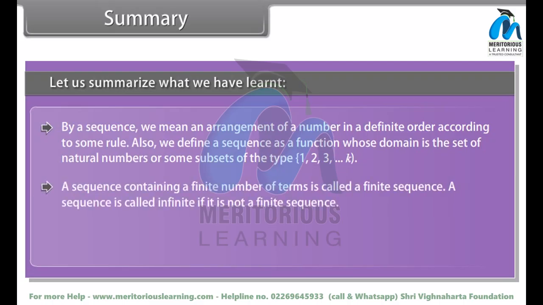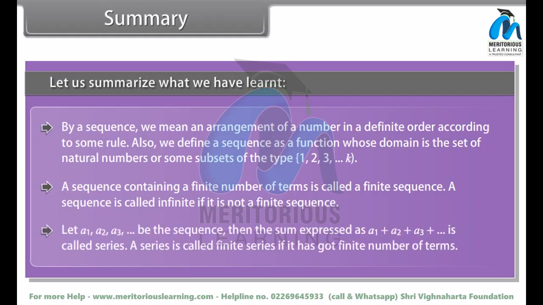A sequence containing a finite number of terms is called a finite sequence. A sequence is called infinite if it is not a finite sequence. Let A1, A2, A3 and so on be the sequence, then the sum expressed as A1 plus A2 plus A3 plus and so on is called a series. A series is called finite series if it has got finite number of terms.